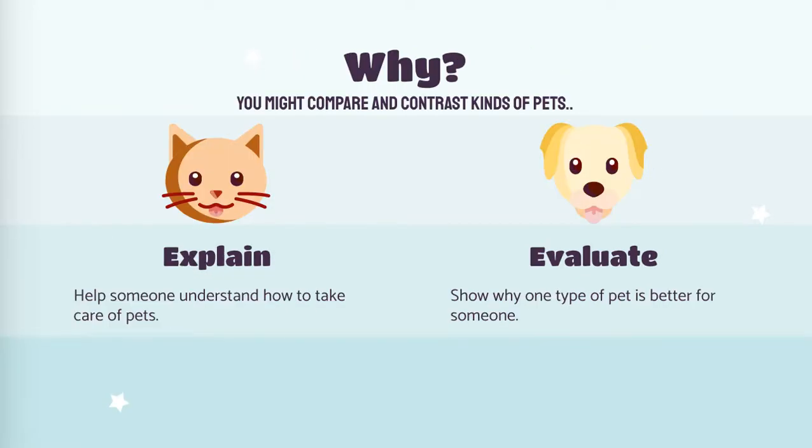Why? Why do we need to learn to compare and contrast? Sometimes we need to explain. We also might need to evaluate. For example, you might compare and contrast the kinds of pets. We can explain by helping someone understand how to take care of pets. We can also evaluate by showing why one type of pet is better for someone.